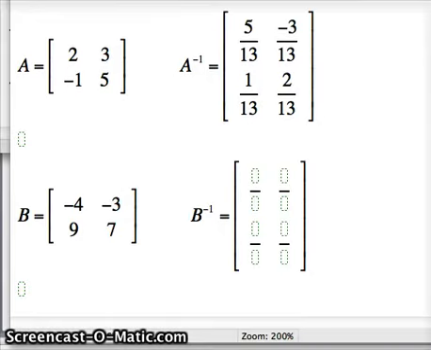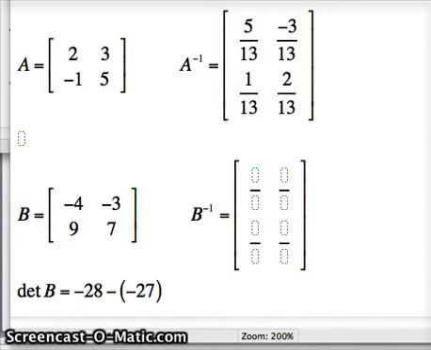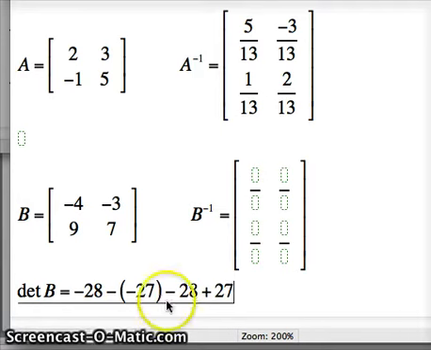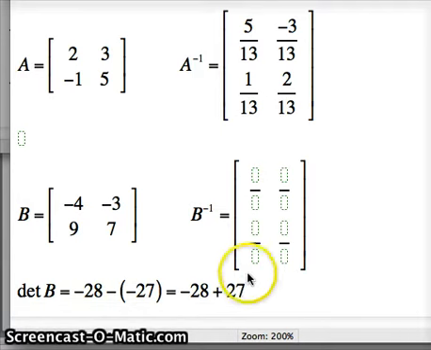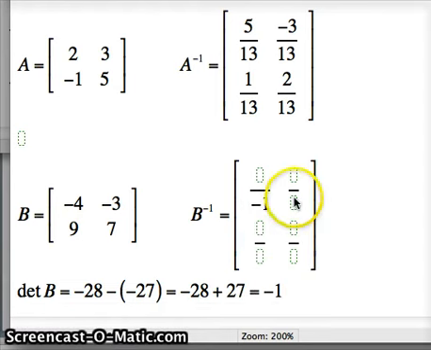So we're looking at this matrix B, negative 4, negative 3, 9, 7. The bottom is the determinant. So starting up here, negative 4 times 7 is negative 28, minus 9 times negative 3, negative 27. So we have negative 28 minus negative 27. Well, that's kind of nice. Negative 28 minus negative 27 is the same thing as negative 28 plus 27, which is just negative 1. So we have a very nice denominator. The denominator in all cases is just negative 1.